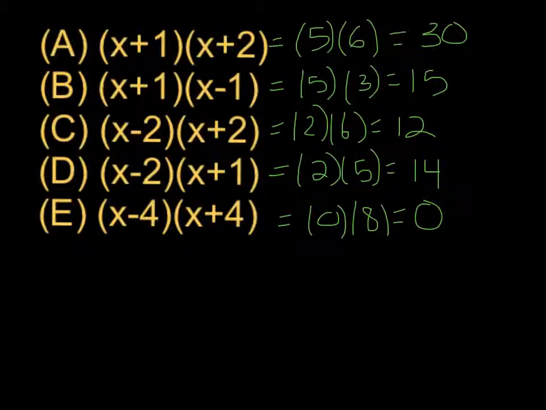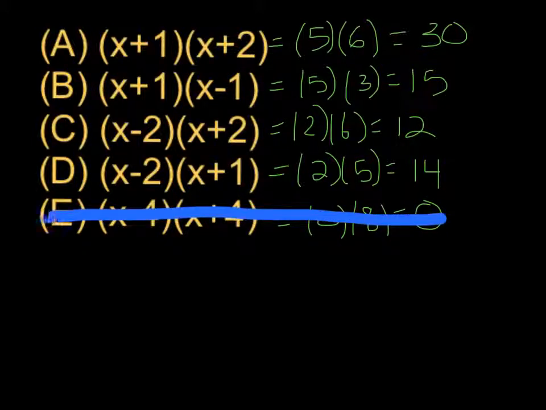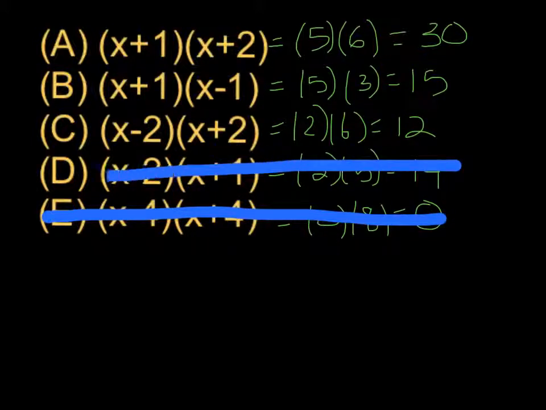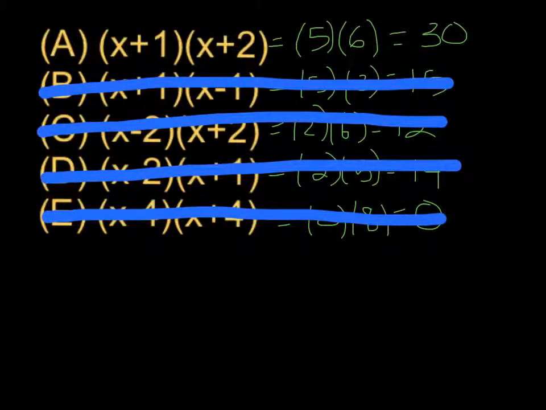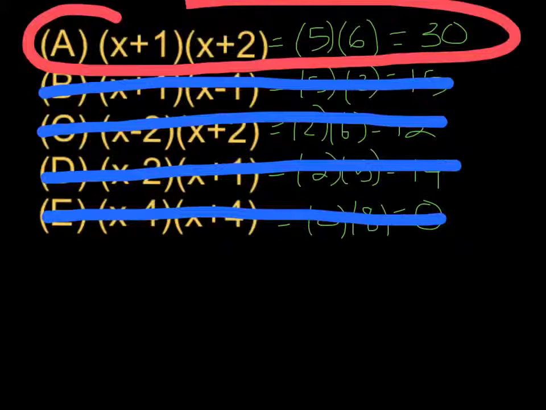Now we want to find the greatest out of these numbers. Let's start from E. E is obviously the smallest of these because 0 is smaller than all of these numbers, so let's eliminate that one. Now let's look at the next one. Well, 14 could be the greatest, but it's not. We know that 12 isn't greater, and 15 isn't greater. So we know that our answer is A, because that gives us the greatest number.